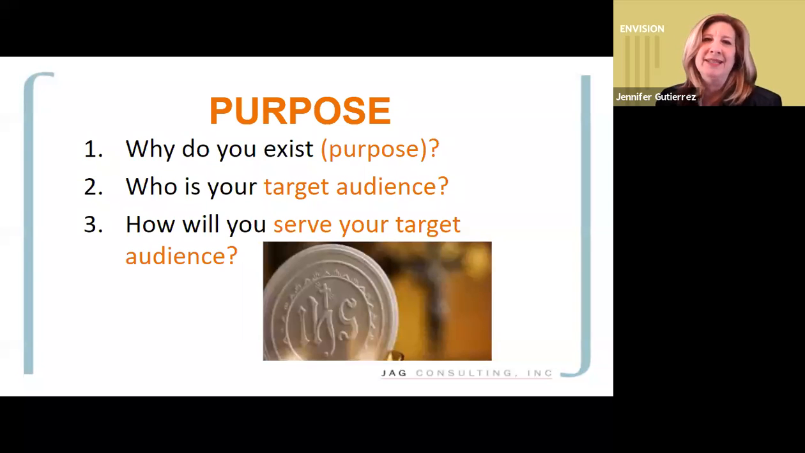Then who is your target audience? Now, for a church, your target audience might be, of course, the parishioners, but you think about what are the demographic ages of the people in your church or your parish? How many will there be in each of those demographic areas 5 or 10 years from now? Will there be some Spanish speaking people in your church 10 years from now? So think about who your target audience is. And then lastly, how your church will serve your target audience through worship services, through mass, through ministries. So those 3 pieces are all integral to what your purpose is that goes beyond that vision.